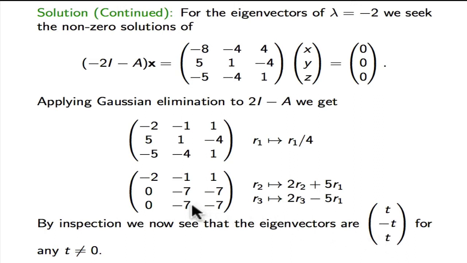Then y must be equal to minus z, because minus 7y minus 7z is equal to 0. So y must be minus t. And then again, by back substitution, minus 2x minus y plus z is equal to 0. We plug in y equals minus t, z equals t, and we get that x must also be equal to t. And of course, because we are looking for non-zero eigenvectors, non-zero vectors, then t must be different from 0.